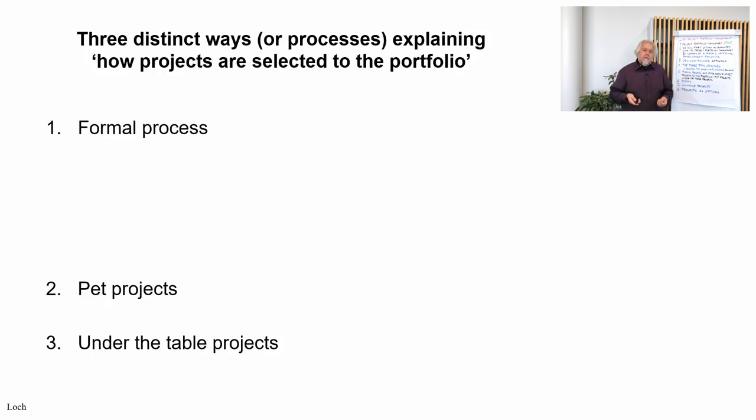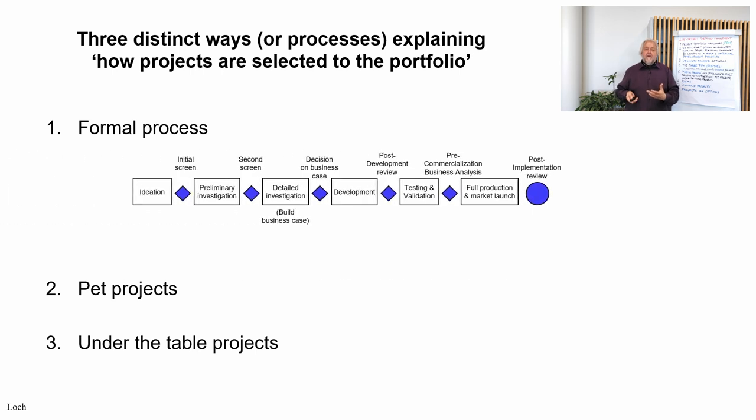Okay, now in this picture I show the three distinct ways which explain how projects are selected in the portfolio, and this is based on Christoph Loch's study about a European technology manufacturer, where he recognized these three kinds of processes. There is the formal process, which is a kind of stage gate process, applying criteria for scoring the projects, so a very systematic way.